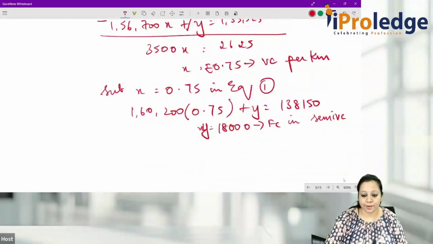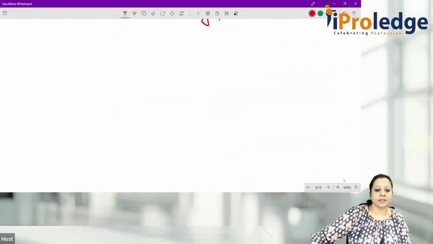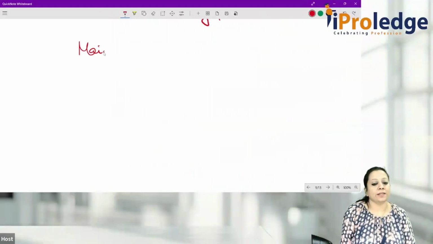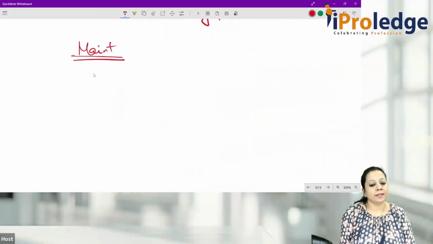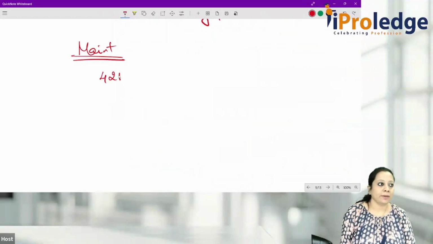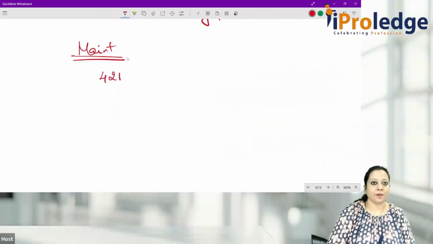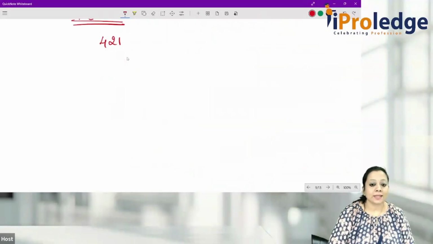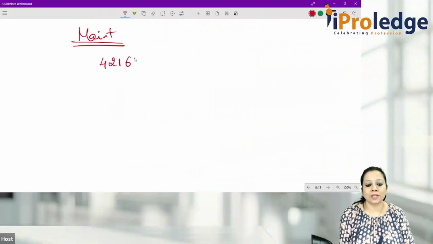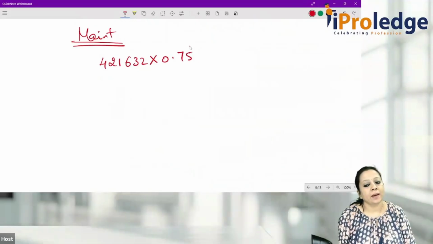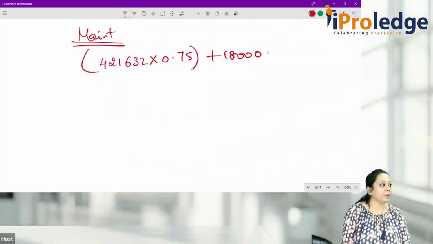Yes, dear. So now we will go to maintenance cost. Here, how much is it under maintenance? The distance in kilometers is how much? 4,21,637. Now 632. Thank you. 632 into 0.75 plus 18,000, because maintenance is a semi-variable cost.